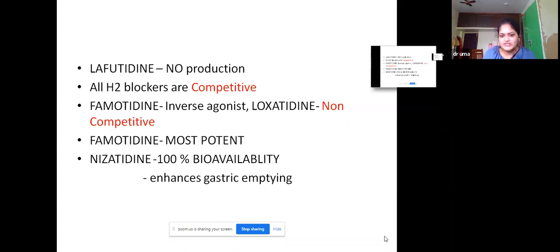All H2 blockers are competitive. Loxatidine is a non-competitive antagonist. Famotidine has some inverse agonist activity. Among this class, famotidine is the most potent drug. Nizatidine has 100% bioavailability. This is the only drug in this group which enhances gastric emptying.